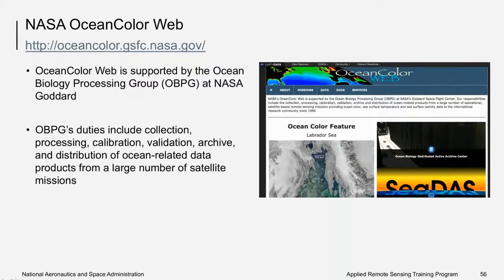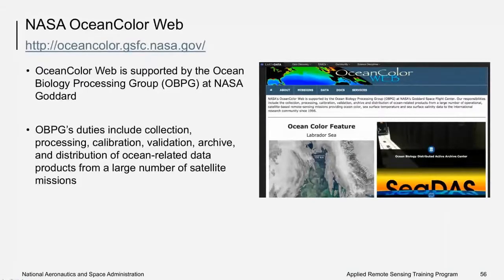The OBPG responsibilities include the collection, processing, calibration, validation, archive and distribution of ocean-related products from a large number of operational satellite-based remote sensing missions, providing ocean color, sea surface temperature, and sea surface salinity data to the international research community since 1996.